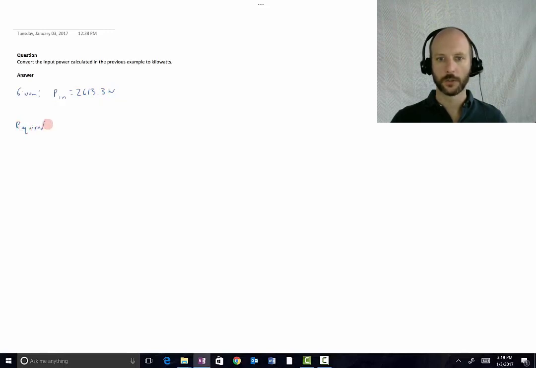And we just need to convert that over to kilowatts. So we're in watts and we want to put it in engineering standard notation of kilowatts. So that's the required: what is the input power in kW.